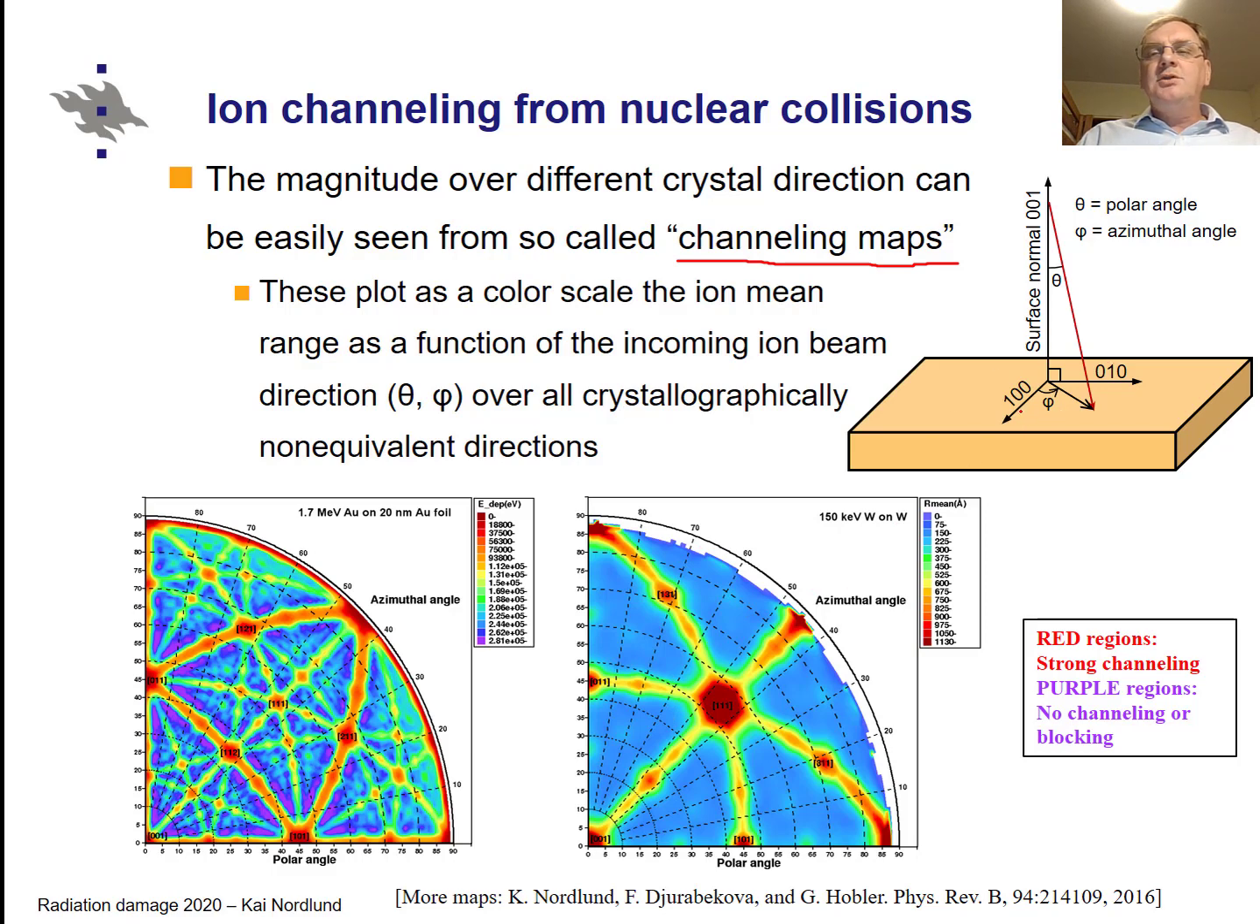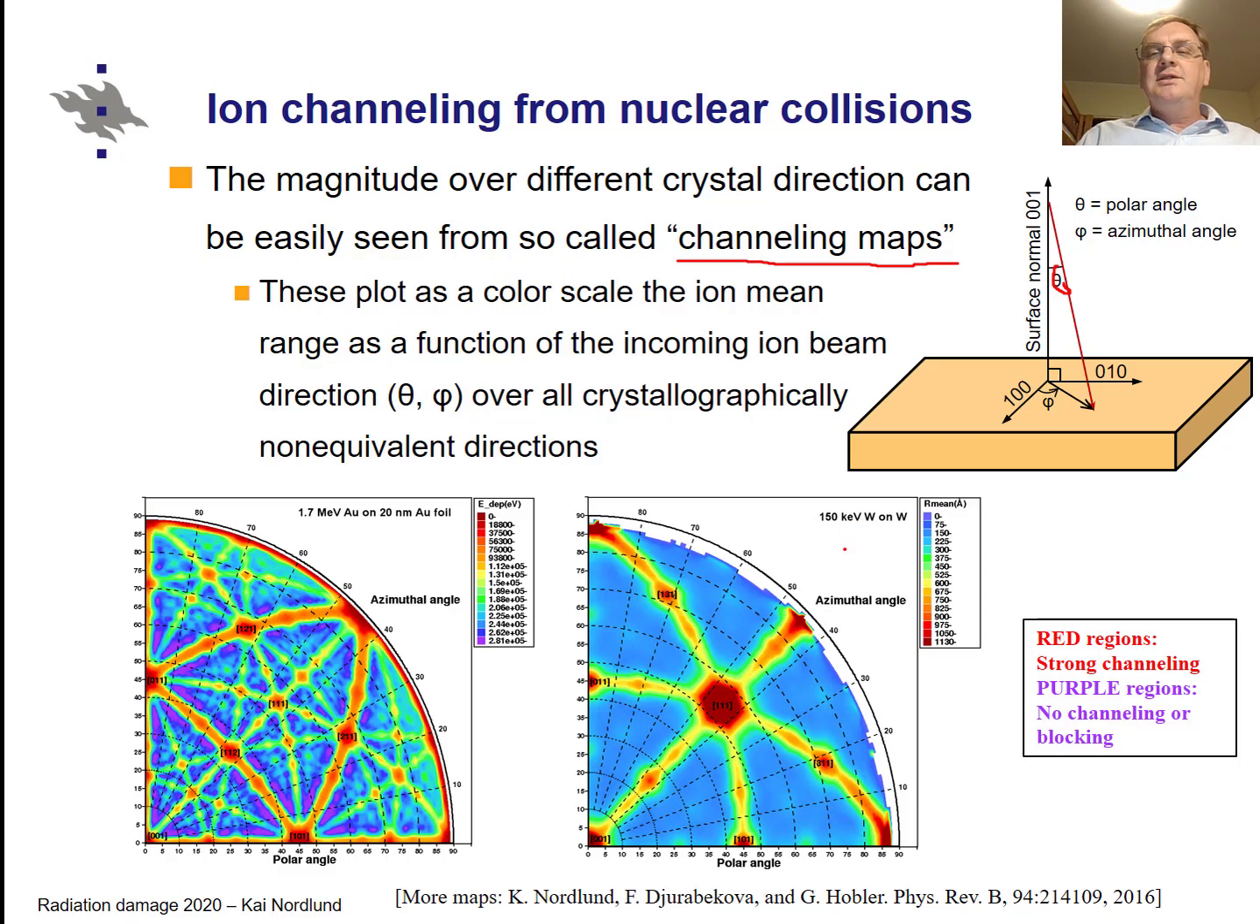So what's shown here is a so-called channeling map, which shows mean ranges as a function of the polar angle and azimuthal angle. So this is a polar plot, and polar angle is the same as theta in this plot here. So this is the off normal, and then this azimuthal angle phi is the twist angle in the plane here. And by scanning through all theta and phi angles, considering the crystal symmetry, one can then get a description of how strong the channeling is in different directions.